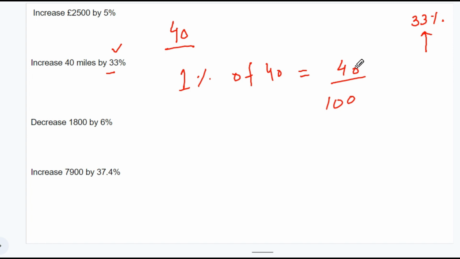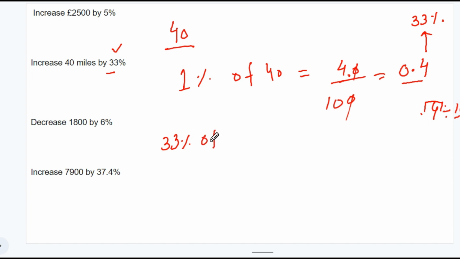So what will be my answer? This 0 will be cancelled out and we are left with 4 by 10. I'm not going to solve it further because I need my decimal answer. When you divide any number by ten, what happens? Your decimal goes back. Your hidden decimal is here and it will move back one place. So it will become 0.4, right? So 1% of 40 is 0.4.